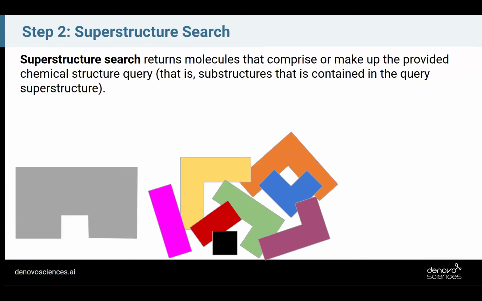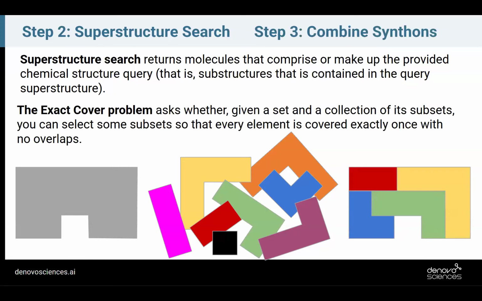The second step will be superstructure search, which is basically the opposite of substructure search, where you try to identify which molecules from a database are contained within your query molecule. And the next step would be to define our problem as the exact cover problem, where we ask, for a given set and the collection of its subsets, are there sub-collections where you can exactly cover the whole set without any overlap?